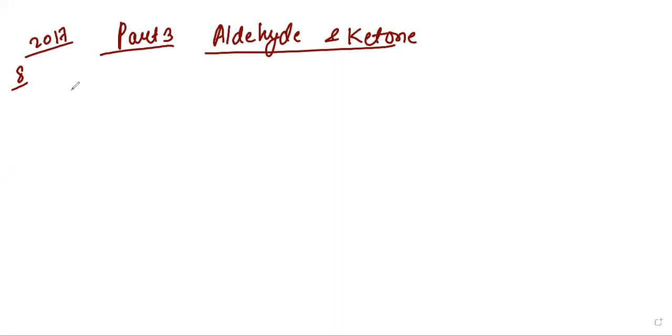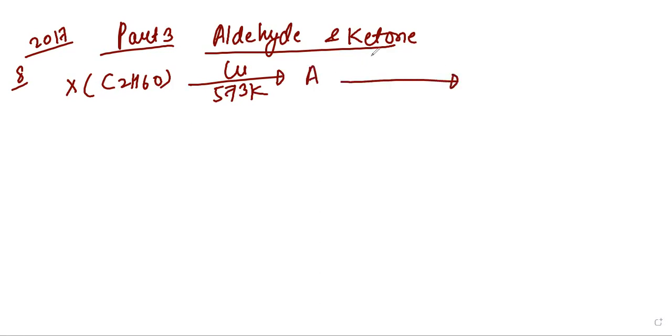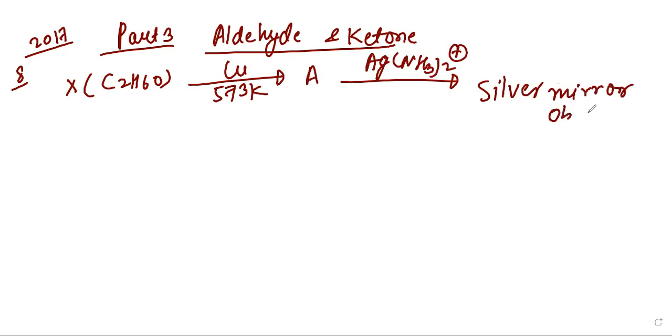Consider the reaction. Compound X is given, whose molecular formula is C2H6O. In the condensed form, with copper at a temperature of 573 Kelvin, it forms A. And when A reacts with Ag(NH3)2+, it produces a silver mirror.